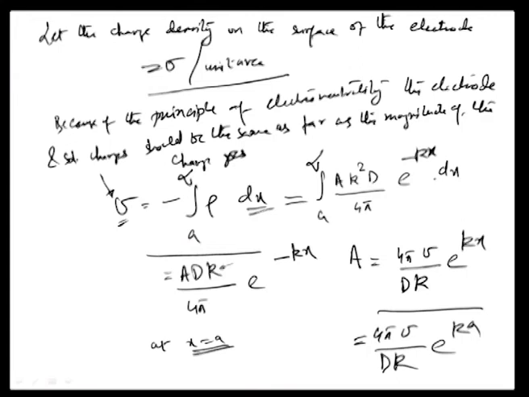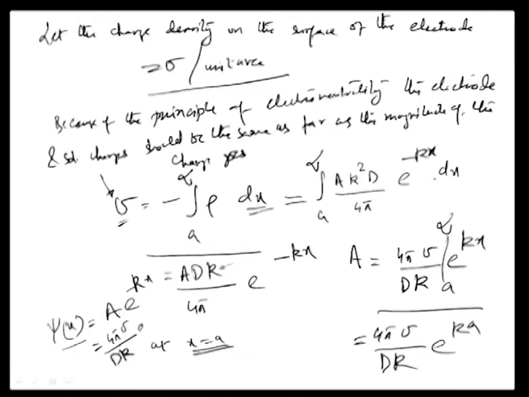So that's about the expression regarding a. The potential function xi of x is related to this a e to the power of minus k x, meaning thereby that it's 4 pi sigma divided by d k e to the power of k times (a minus x), where obviously the constant a comes from this particular term here.